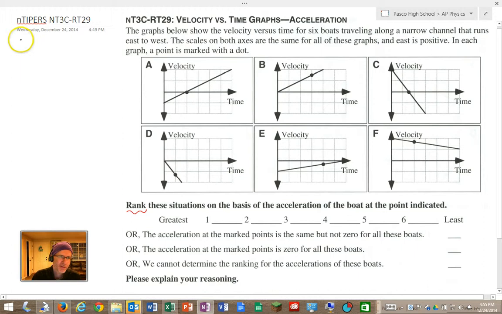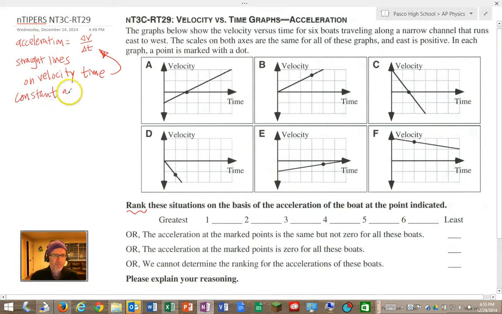Okay, so acceleration equals change in velocity over change in time. In this case, it looks like all these graphs are straight lines. Straight lines on a velocity time graph mean constant acceleration. You can see that from this equation here. Furthermore, we know that if the slope of a graph is positive, that means the acceleration is positive.